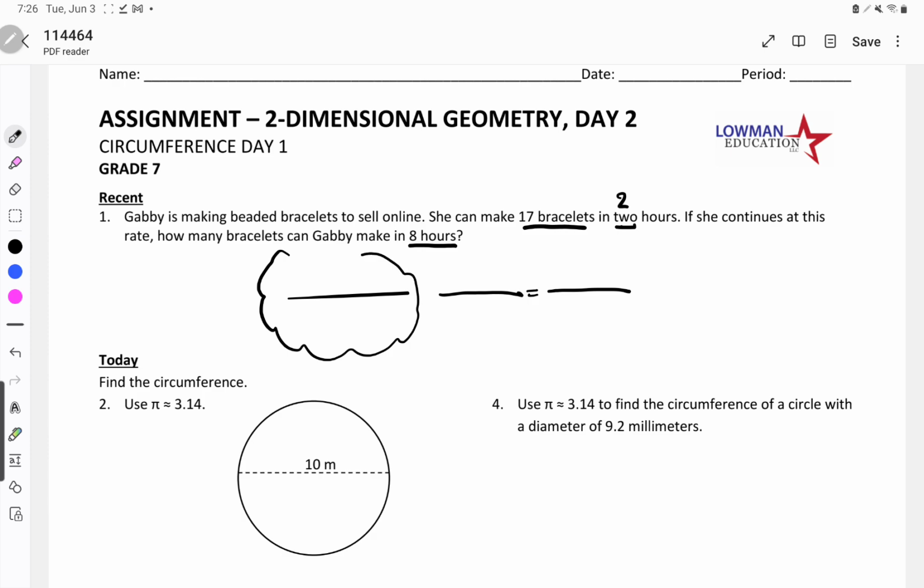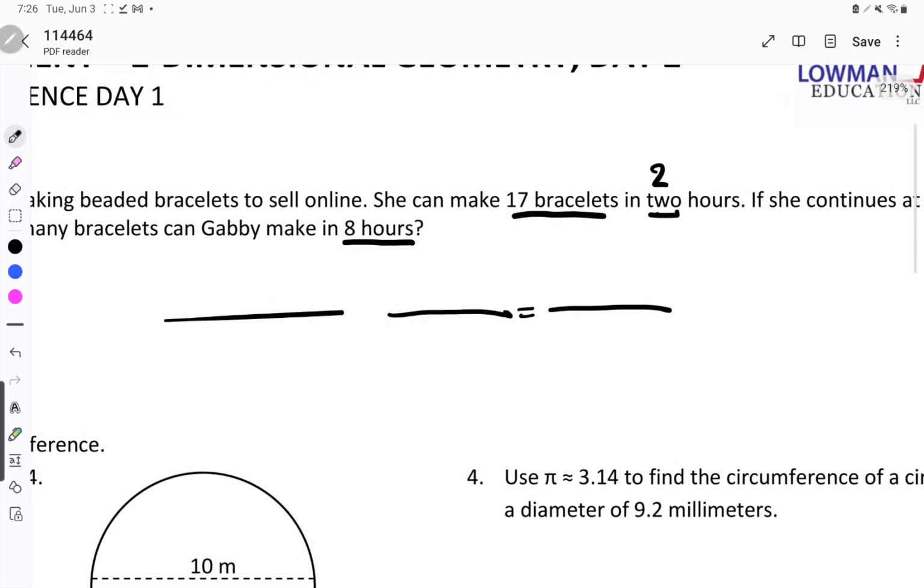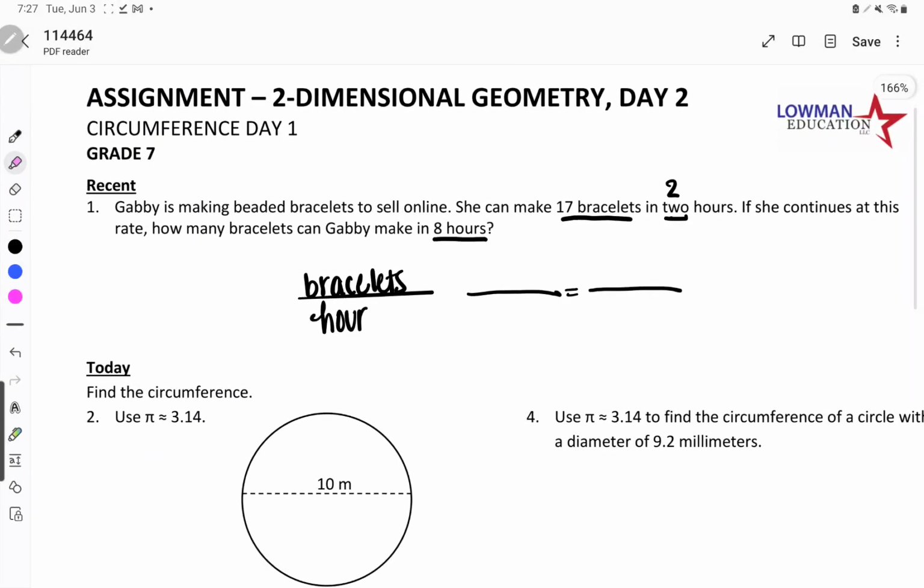On this over here, you're going to put your units. So that would be the units of measurement that our numbers are in. So bracelets describes the word 17. So bracelets is one of our units. And then hours describes 2. So that's another unit. Now from there, I would look at the first sentence and it says she can make 17 bracelets in 2 hours. So 17 goes with our bracelets and 2 goes with our hours.